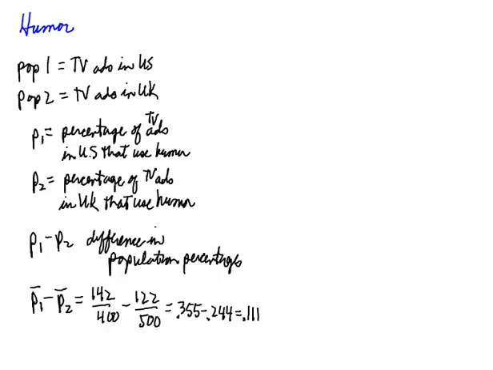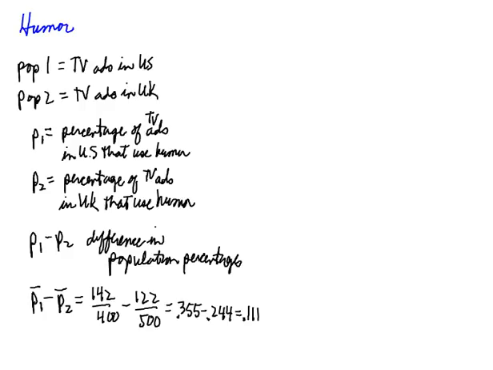Okay, we're looking at the problem again, comparing the percentage of TV ads that use humor between the United States and the United Kingdom. I'm letting population 1 be the TV ads in the United States, and TV ads in the United Kingdom is population 2 that I'm studying. The population parameters are the percentage of those that use humor, P1 being the percentage of TV ads in the United States that use humor, P2 being the percentage of TV ads in the United Kingdom that use humor. In this case, I want to run a hypothesis test on the difference between those population percentages.